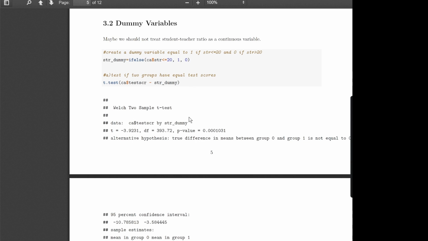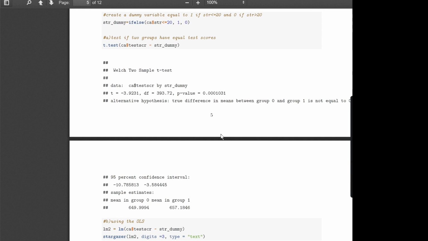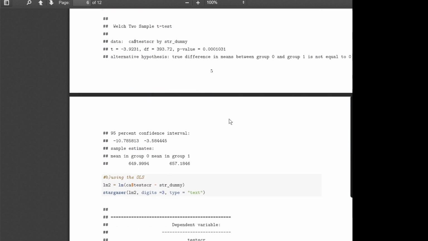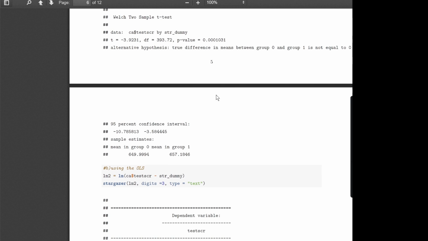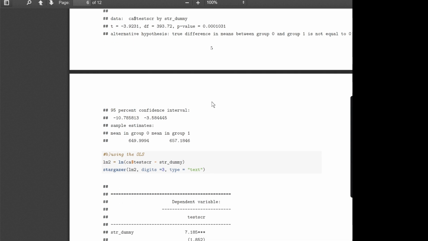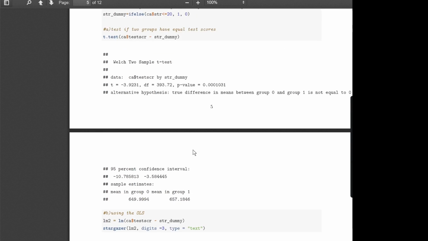Then we can test. We can first test if the 2 groups have equal test scores. This test shows that we have a very small p-value, so it's very likely that these 2 groups have different test scores. We can see the mean test score in group 0 is less than the mean in group 1. Which one is group 1? Group 1 is the one with a low student-teacher ratio.